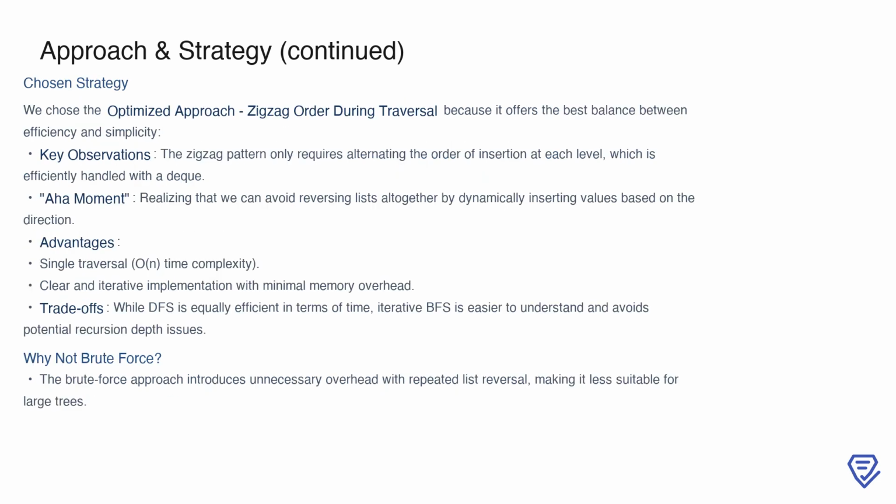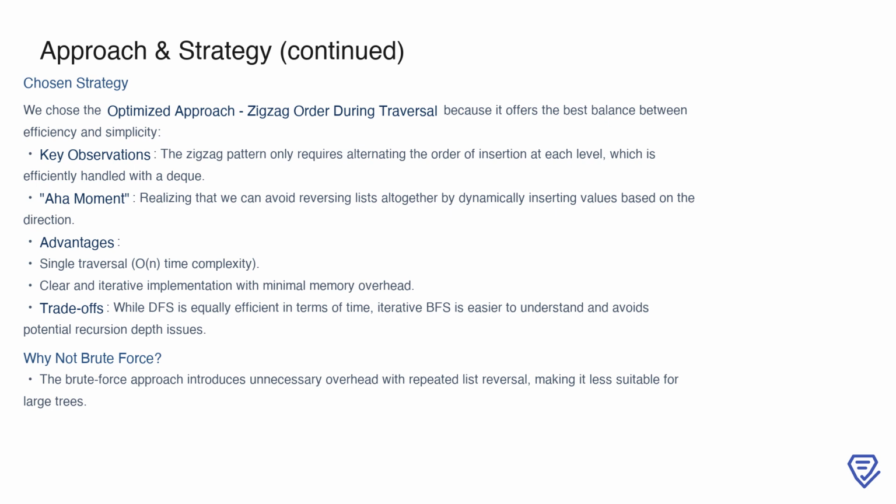After evaluating the options, we chose the optimized approach that uses dynamic insertion with a deque during an iterative level order traversal. This strategy strikes the perfect balance between efficiency and simplicity. One key observation that guided this decision is that the zigzag pattern can be achieved using alternating insertion directions, which the deque handles seamlessly. The realization that we could completely avoid reversing lists was a major aha moment in this process. This approach has several advantages.